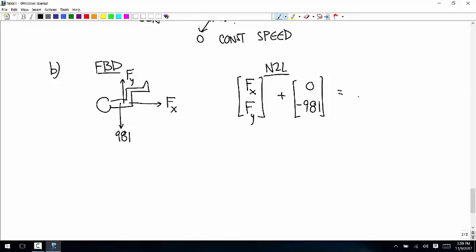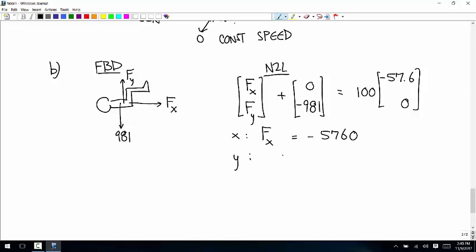And then those are equal to the mass times the acceleration vector. So 100 times negative 57.60. The x equation says Fx is equal to negative 5,760. And the y equation says Fy minus 981 is equal to 0, or Fy is equal to positive 981.